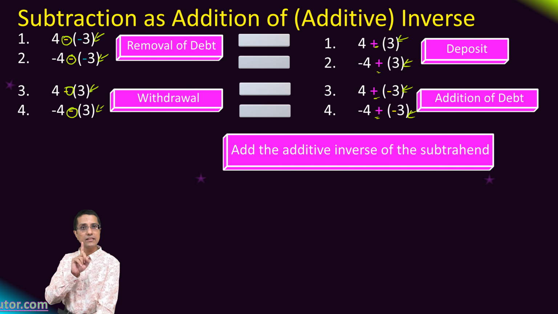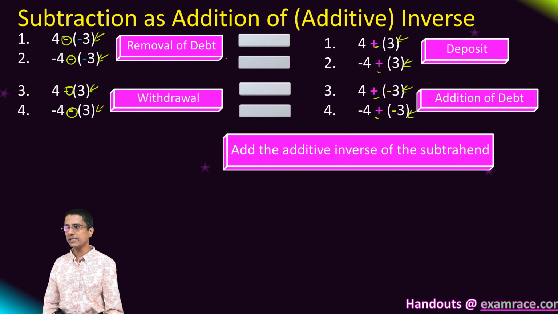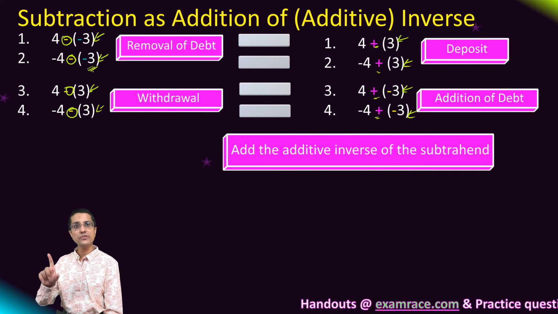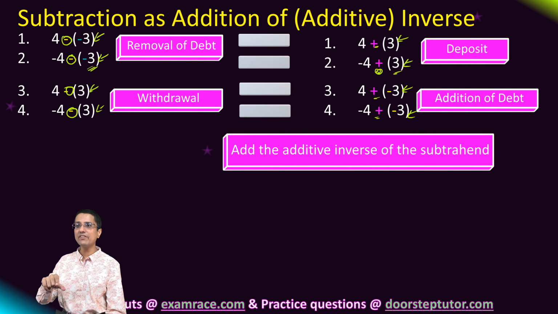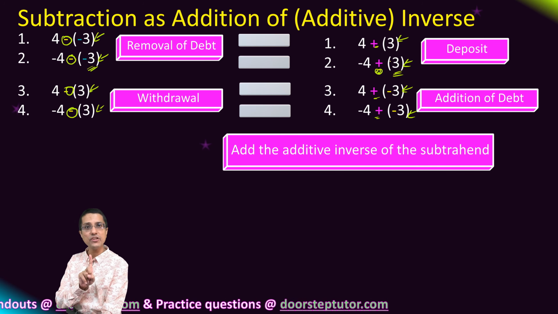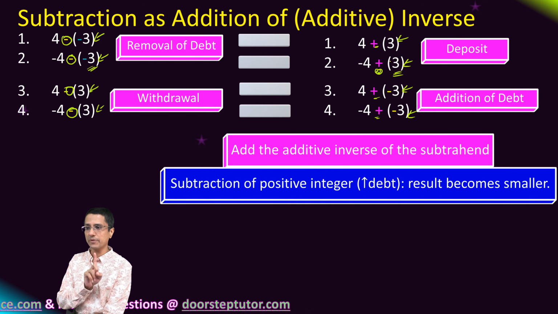So again, the rule is: add the additive inverse of the subtrahend. The subtrahend is the second operand. So instead of subtracting the second operand, we will add the additive inverse of the second operand. So that is the operation that we would be doing in case of subtraction.